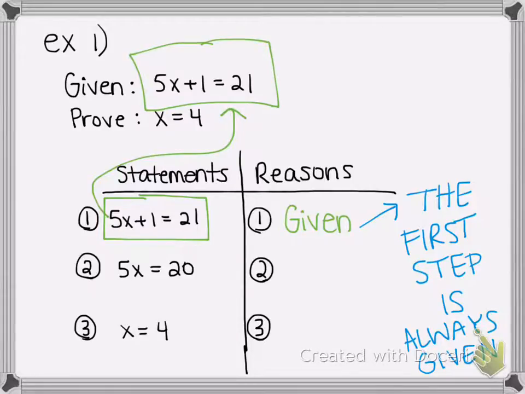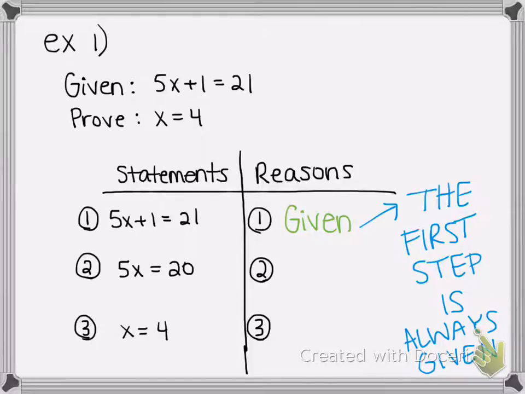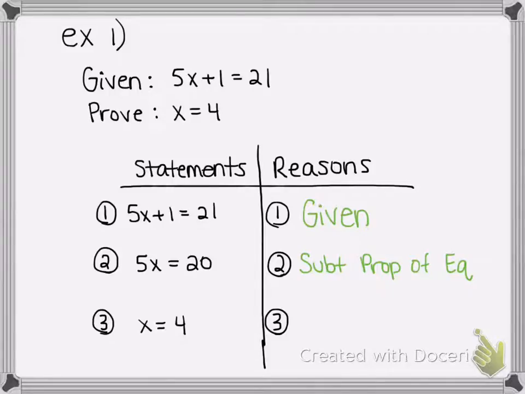So now, we need to move into reason number 2. Whenever you get to reason number 2, let me erase that. You need to figure out how you got from statement 1 to statement 2. So what in the world did we have to do to get from 1 to 2? Well, if you notice, this 1 disappeared and 21 went down to 20. So, notice, algebraically, we subtracted 1 from both sides. So, how do we know we are able to subtract 1 from both sides? Well, go back to the properties I gave you in the last video. Subtraction property of equality. You subtracted 1 from both sides. That is, by definition, the subtraction property.